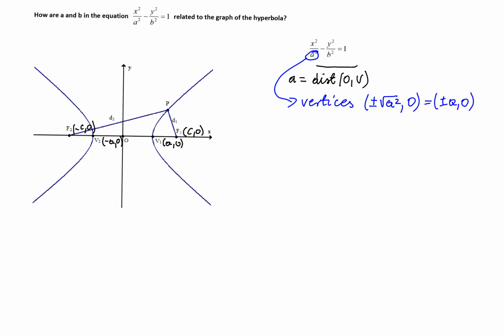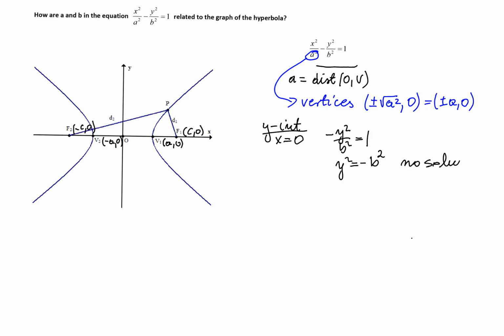Now what about the value of b? We can see that the graph does not have y-intercepts, and you can ask what is the algebraic reason for not having y-intercepts. So let's try to evaluate the y-intercepts. To do that, we'll have to set x equals 0 in the equation and solve the equation for y. If we do that, we'll end up with the equation negative y squared over b squared is equal to 1, which will give me y squared is equal to negative b squared. And this equation has no solution.